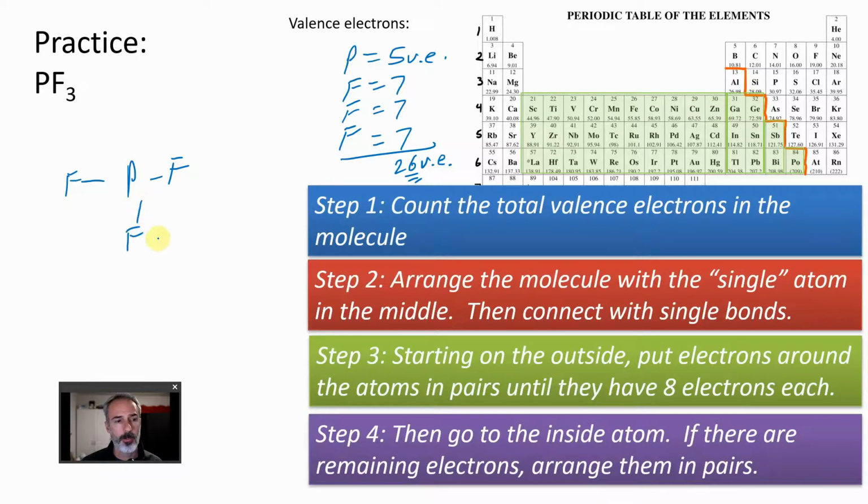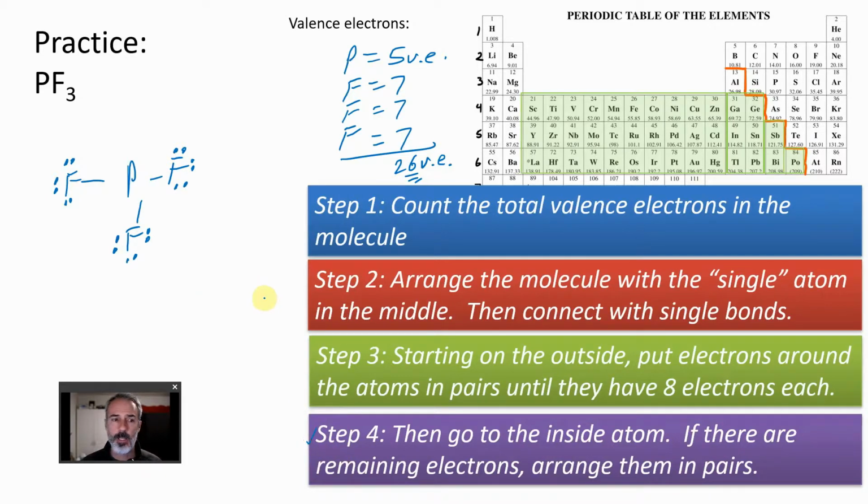That's a terrible bond, but you'll work with me on that one. All right, now are we going to put electrons around the phosphorus or fluorine first? Outside, so fluorine, top, left, bottom. You get the idea. Just filling in those empty orbitals. All right, we've used 2, 4, 6, 8, 10, 12, 14, 16, 18, 20, 22, 24. We've used 24. How many do we have left? 2. And the good news is now we go to the end.